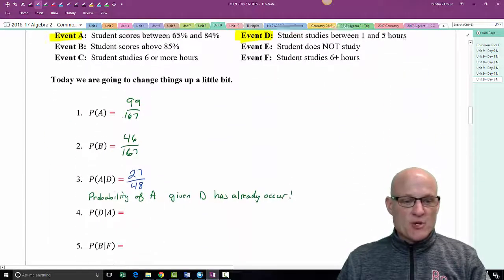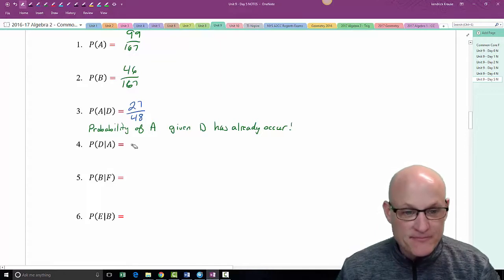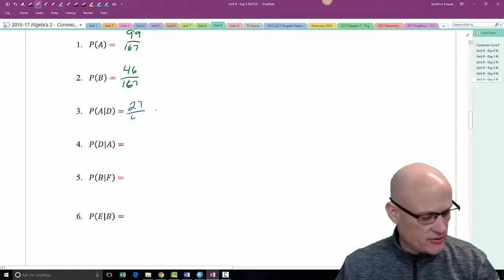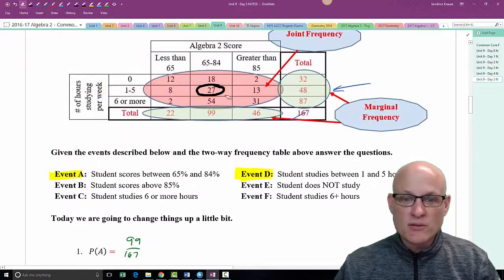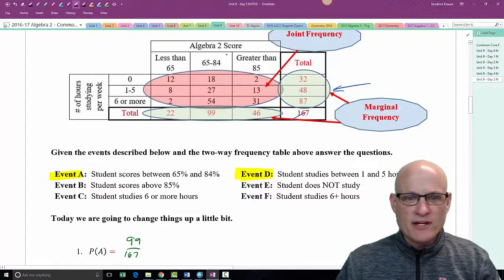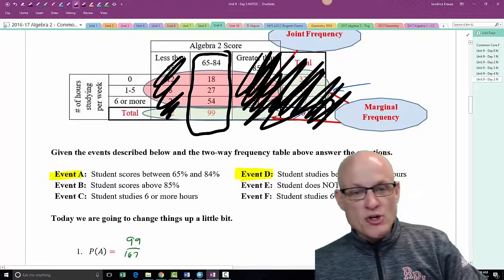So the next one says, what is the probability of D given that A has occurred? So A is my new universe. The only thing I'm allowed to think about is A. So let me go back up here, get rid of all my stuff. I'm going to highlight A, 65 to 84. This is my new universe. This doesn't exist. This doesn't exist. None of this exists. This is my new universe.